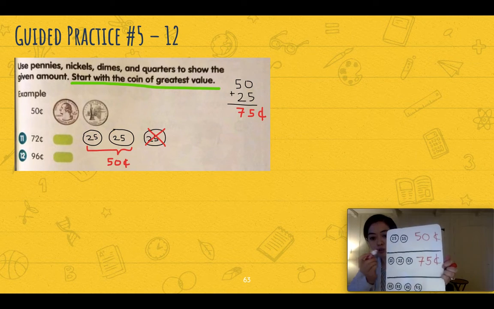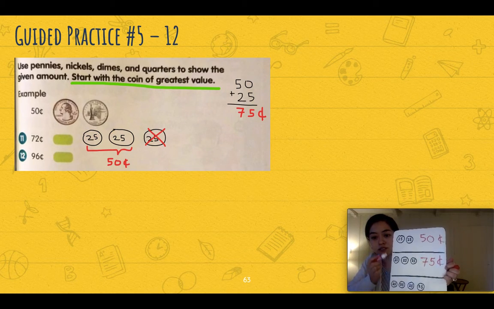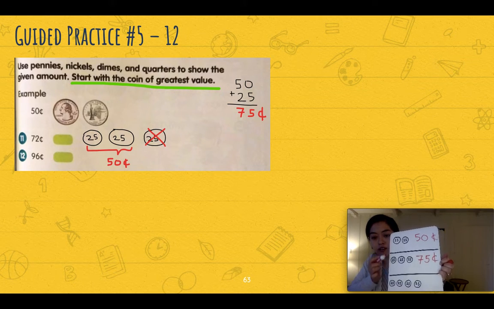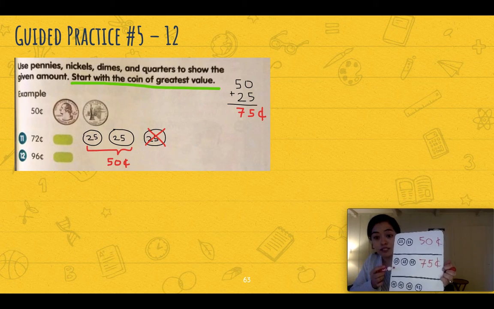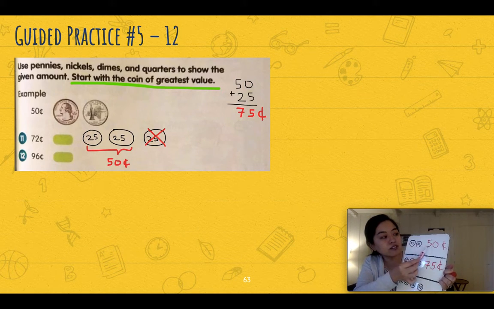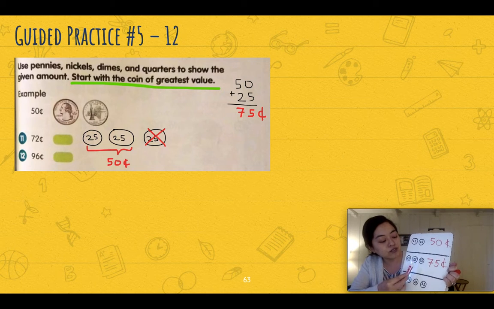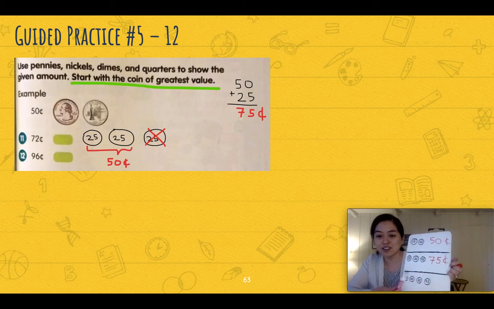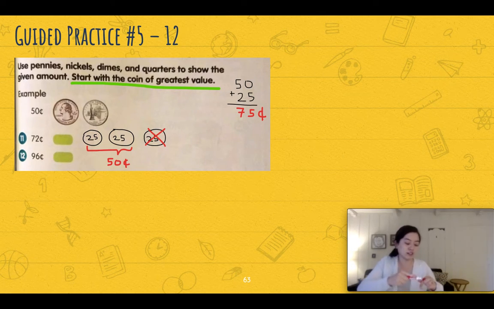Okay. 3 quarters make 75 cents. 2 quarters make 50. 3 quarters make 75 cents. We're just counting by 25s. 25 and 25 make 50. 25, 25, and 25 make 75. Okay. So now I know not to put 3 quarters here because that's too much.